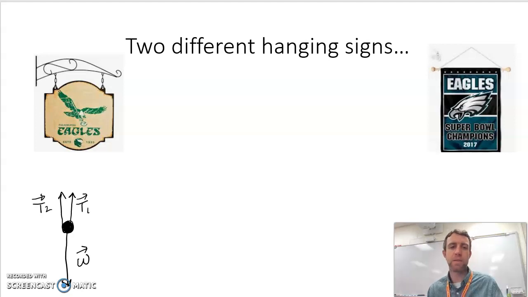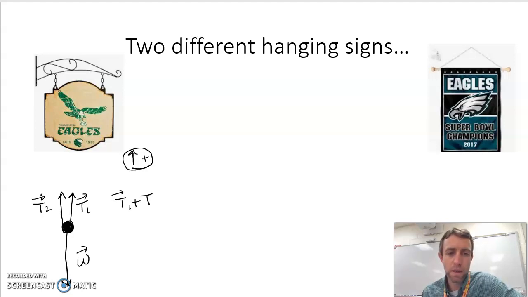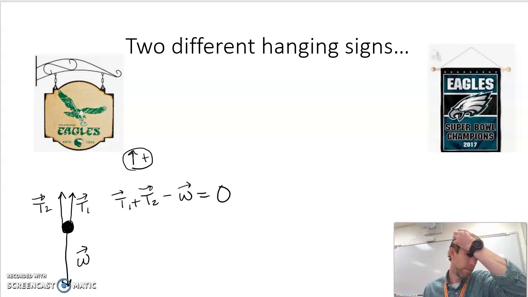Because if we think about it, this sign is not accelerating, it's not even moving, and so that means that any forces acting on this sign have to be balanced. So they have to add up to 0. So if we say up is the positive direction, then the two tension forces are equal. So we could say T1 plus T2 minus the weight force equals 0. And then, of course, we could rearrange that to say T1 plus T2 equals the weight. And so those forces balance each other out.